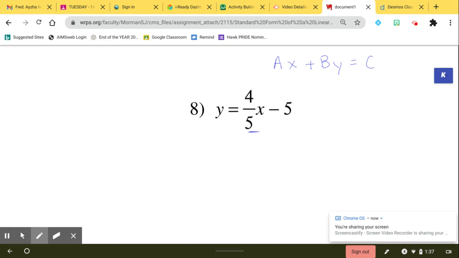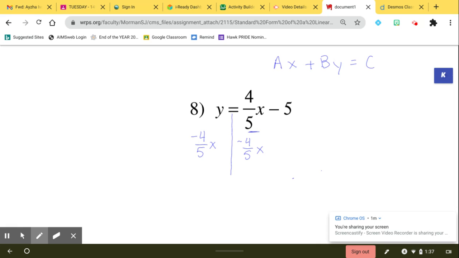So in order to first get this into this form, notice how the x is on the right-hand side of my equation. I need to move it to the left-hand side. So to get rid of it on the right, I would subtract 4/5 x. Property of equality tells me if I subtract 4/5 x on that side, I must also do it on this side. So subtract 4/5 x.